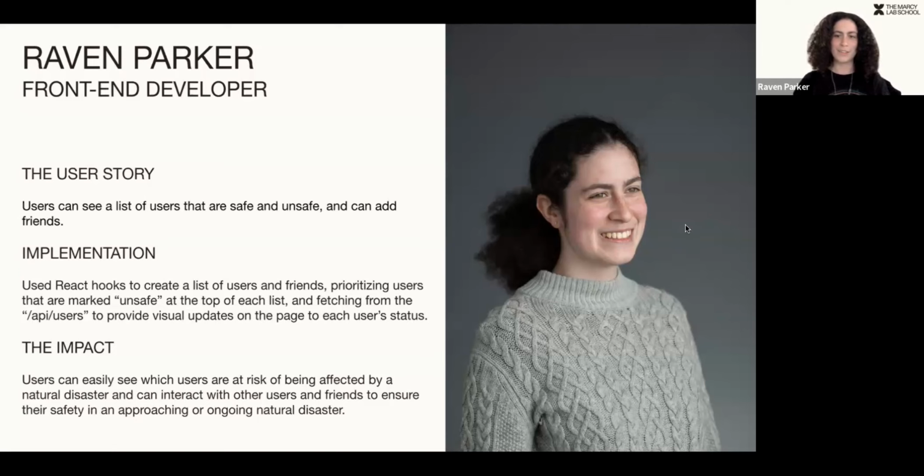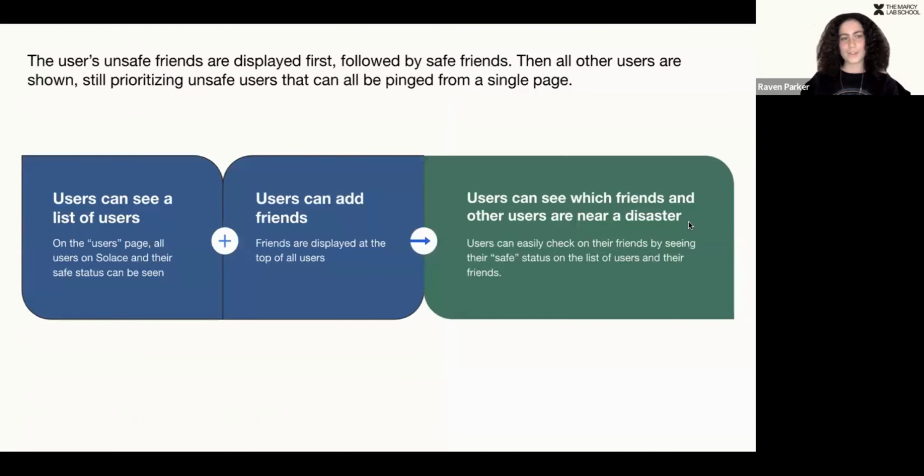natural disaster. Overall, the impact that this has is it creates a sense of connection and safety since all users can check on each other. So first, the user could see the list of friends on our friends and users page, and then they can add other people. And then from there, they'll be able to see which friends are at risk of a natural disaster first.